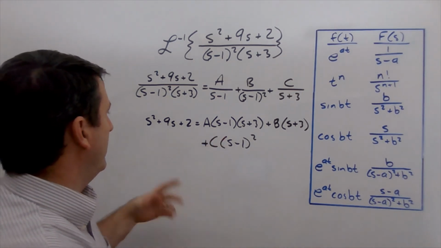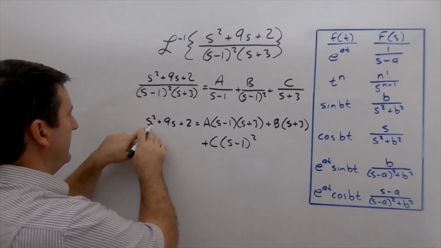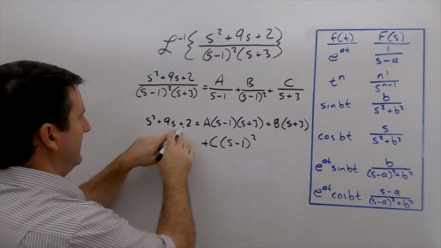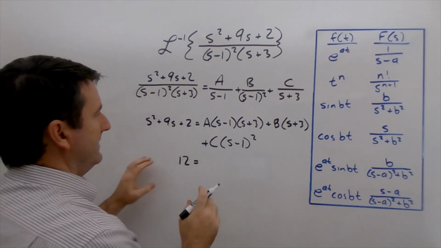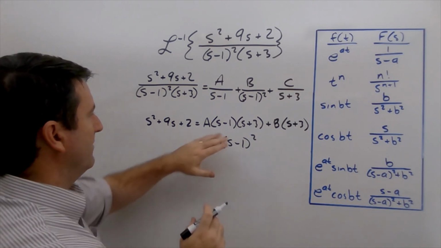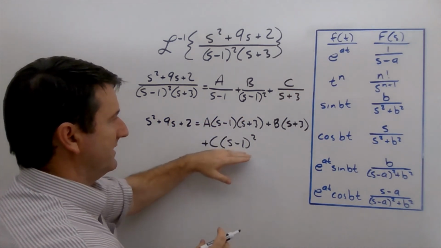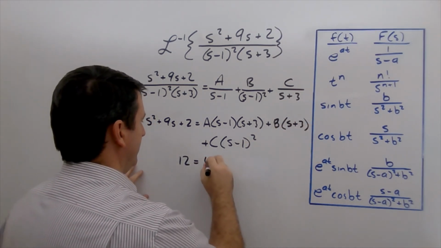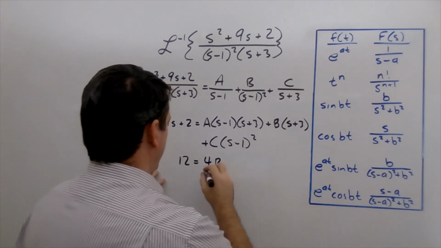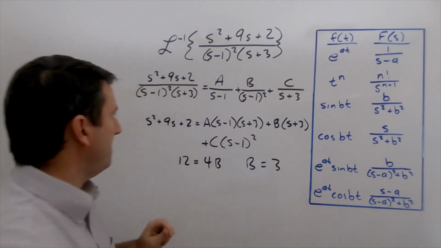Let's start with 1. If we plug in 1 here, we get 1 squared is 1, plus 9 is 10, plus 2 is 12. And if we plug in 1, this term is going to become 0, so will this term, and we're going to be left with b times 1 plus 3. So that's going to be 4b. And if 4b equals 12, then b is equal to 3.